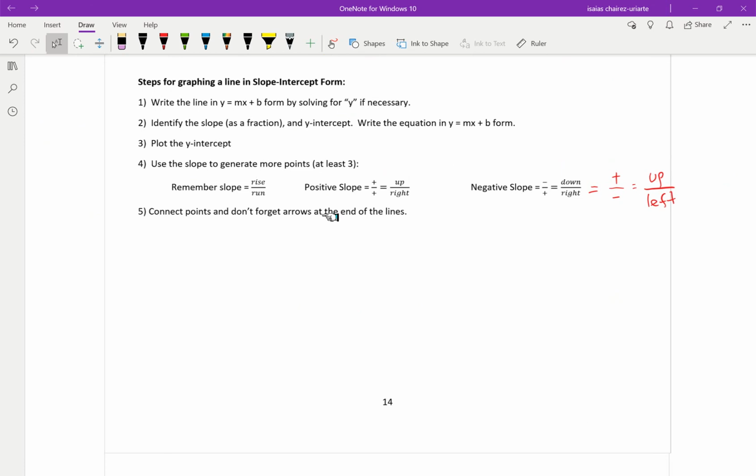Let's, I guess, kind of think about some little steps here for graphing a line that's given to you in slope-intercept form. So imagine that you're given some equation. You might be given some equation like this: ax plus by equals c. This is still a line. It's still a line. This is called the standard linear form.